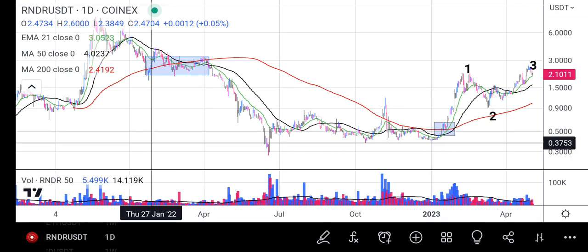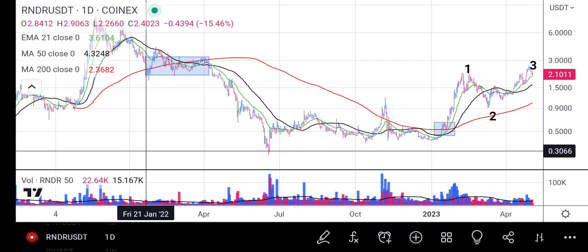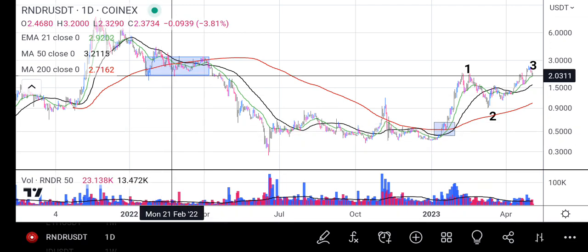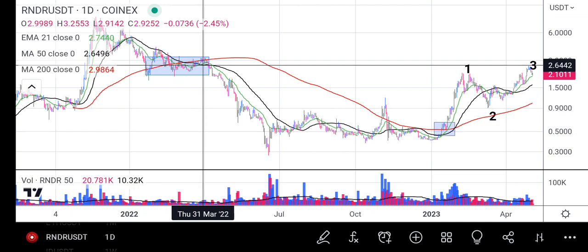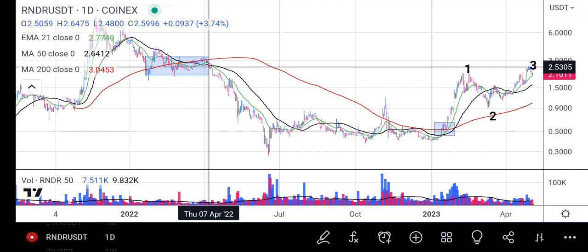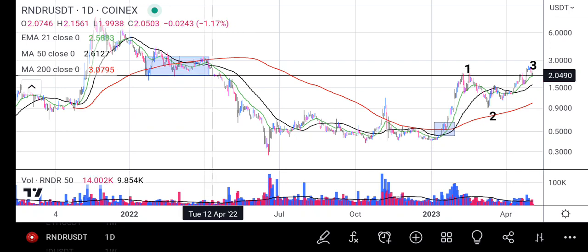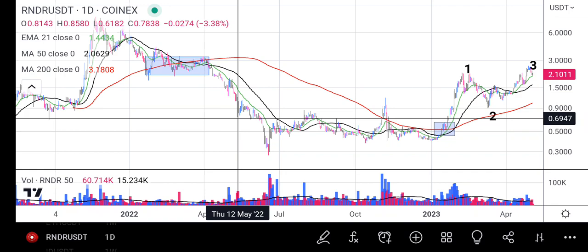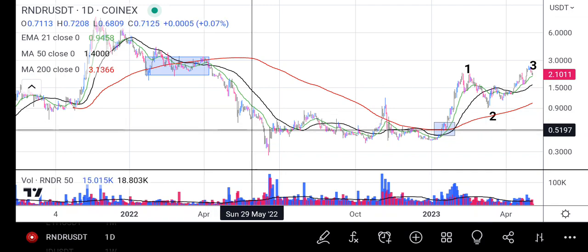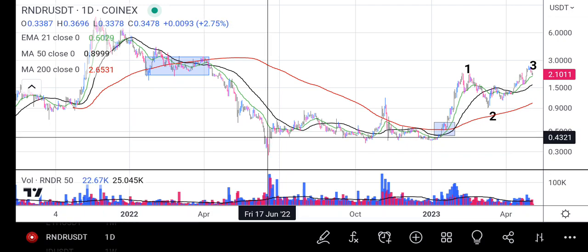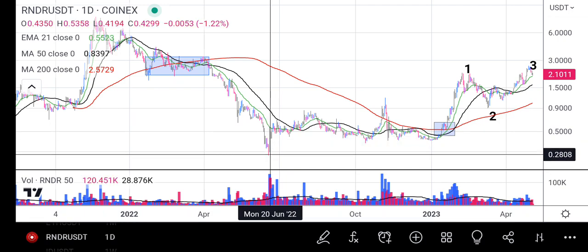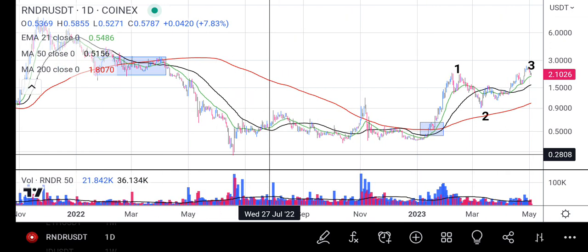Looking at our chart at the blue rectangular box, we can see Render Token finding it very difficult within that range to cross the 200-day moving average downward. But when it finally crosses it around April 2022, it starts selling rapidly. Render Token sold so low that it dropped to a very low point of around 0.2800. Then it gets a huge volume support.